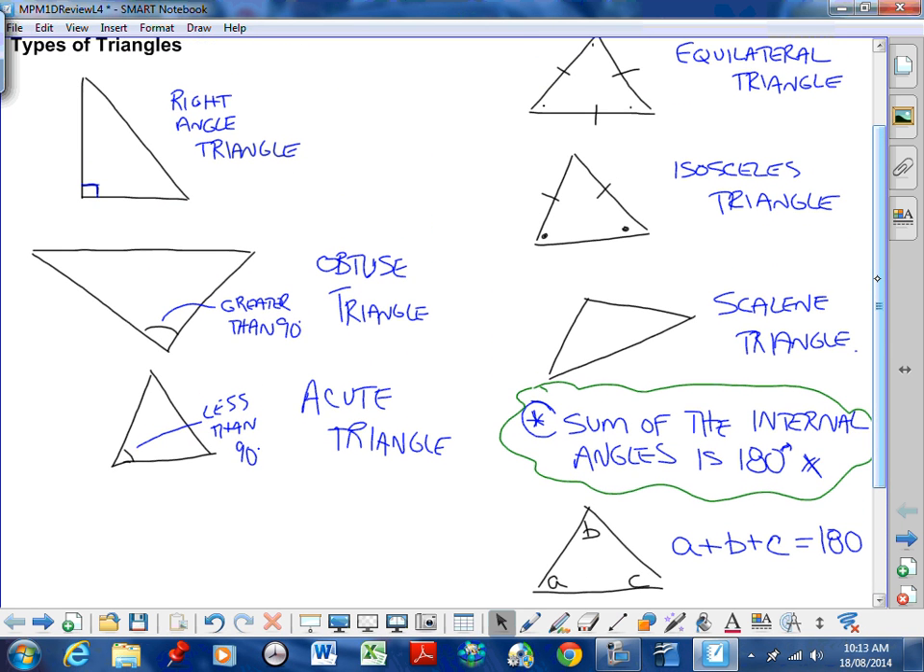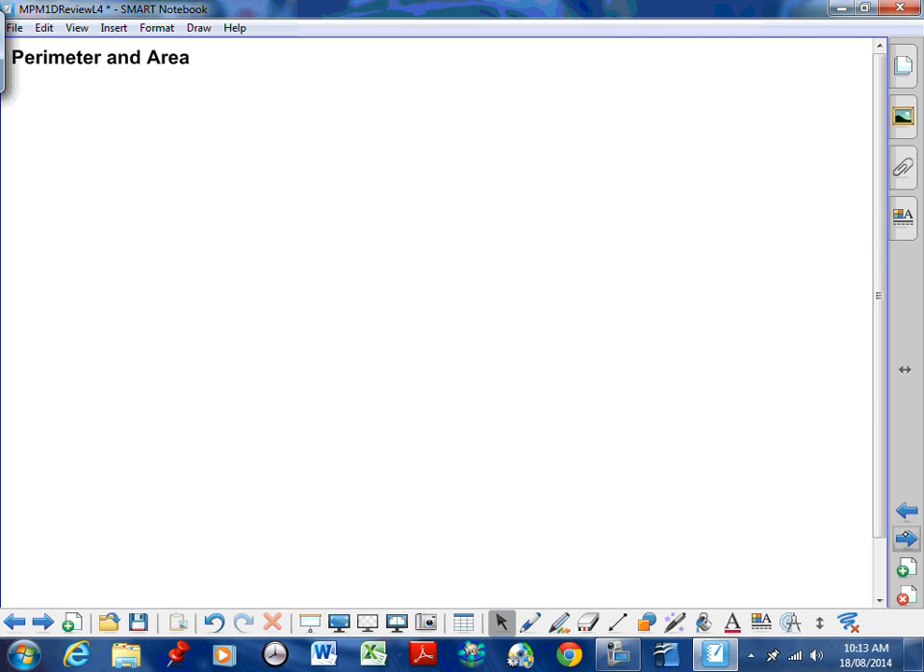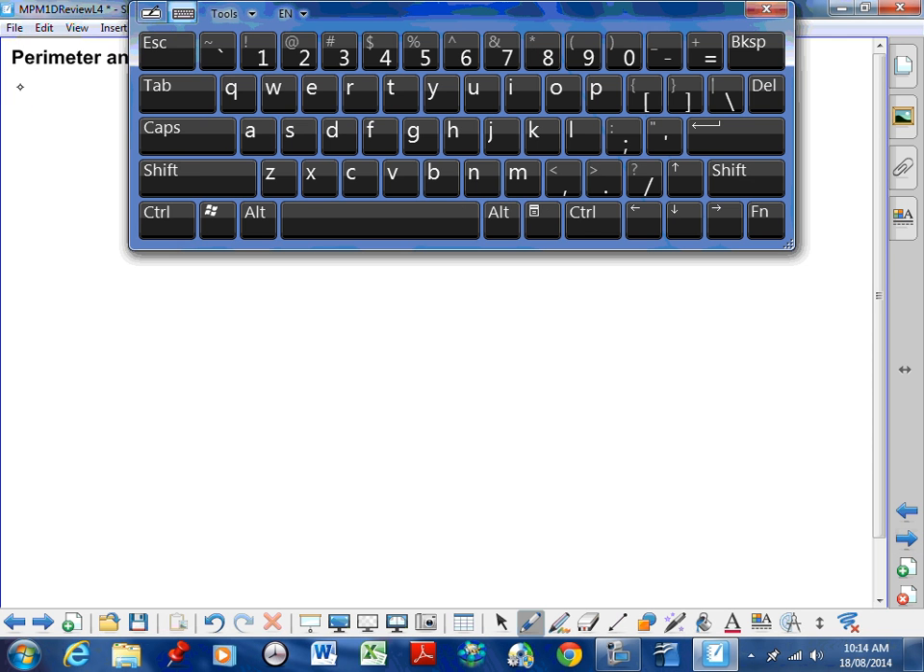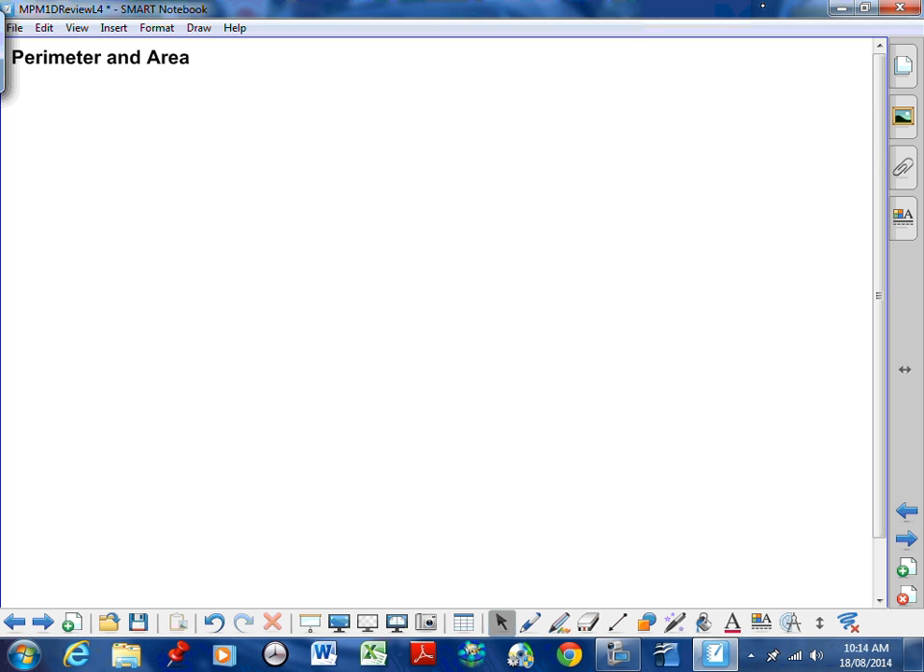Absolutely mind-boggling, I know. Okay, perimeter and area. The one thing I want to talk about: perimeter is the distance around the outside. You'd be surprised how many people. I have no idea what just happened there. Okay, there we go. We're good. Thank goodness. Okay, perimeter: distance around the outside of the object.